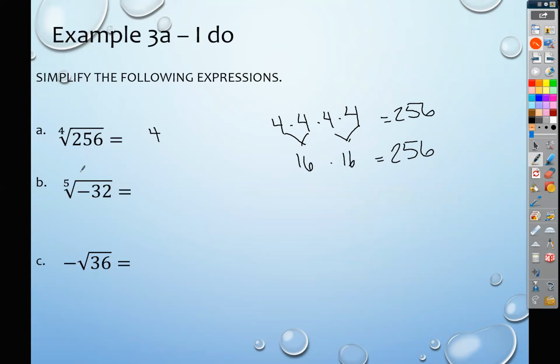Okay, what times itself 5 times gives you negative 32? Negative 2. What's the square root of negative 36? Negative 6.